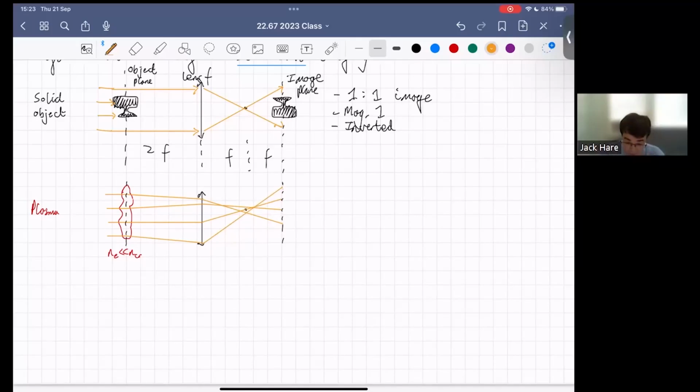There we go. It's not a very good image compared to the one I was hoping to draw, but there we go. Nothing quite works out. So we should have an image of our plasma here. This image of the plasma should still be 1-to-1, mag 1, and inverted. The fact that I haven't quite managed to get it to work is probably just a flaw with how I managed to draw the rays this time round. Not quite sure what went wrong there.